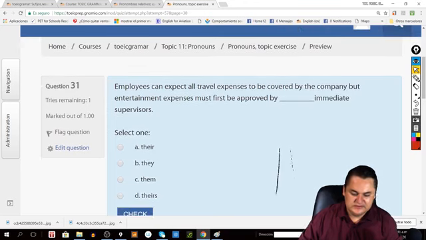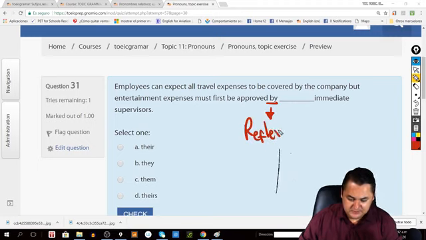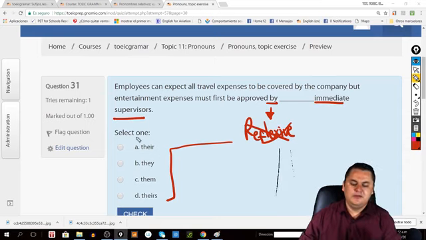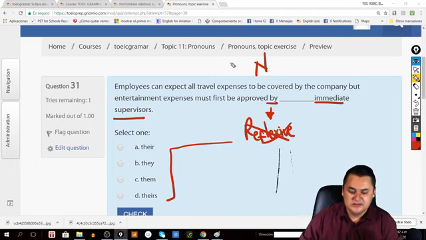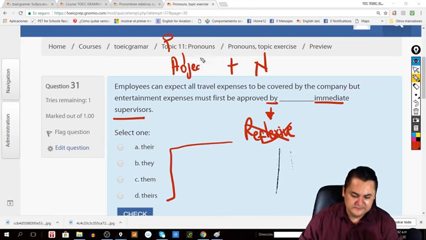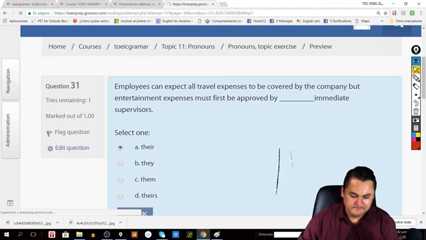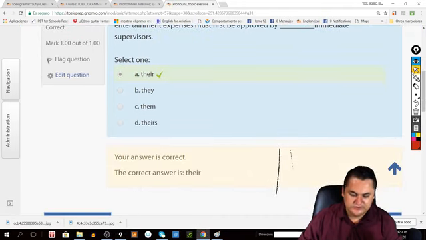In this exercise, the word by gives me an idea of choosing a reflexive pronoun, but if I look at the options, there is no reflexive pronoun. So I'm going to look at this part. Immediate supervisors is a noun, is a person. So I am going to need a possessive adjective. And the possessive adjective here is option A. Their immediate supervisors.